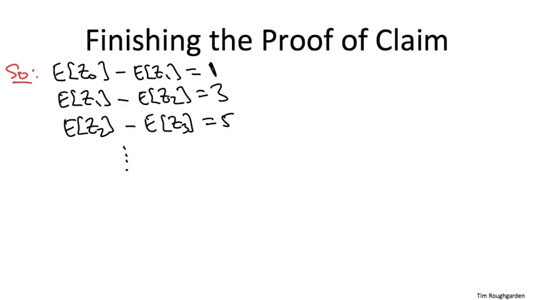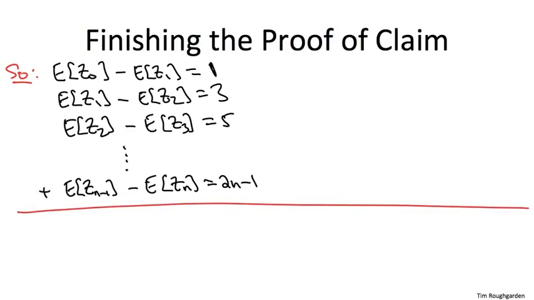So at the end of the day, relative to our very first equation, we've bumped up both indices by n minus 1, so we've bumped up the right-hand side by 2n minus 2. So we have that the expected value of z_{n-1} minus the expected value of z_n is equal to 2n minus 1. Massive cancellation is often the sign you're on the right track.